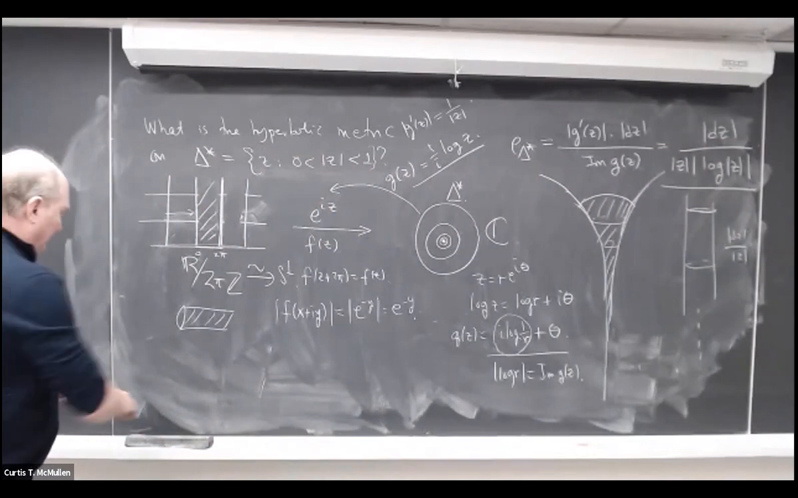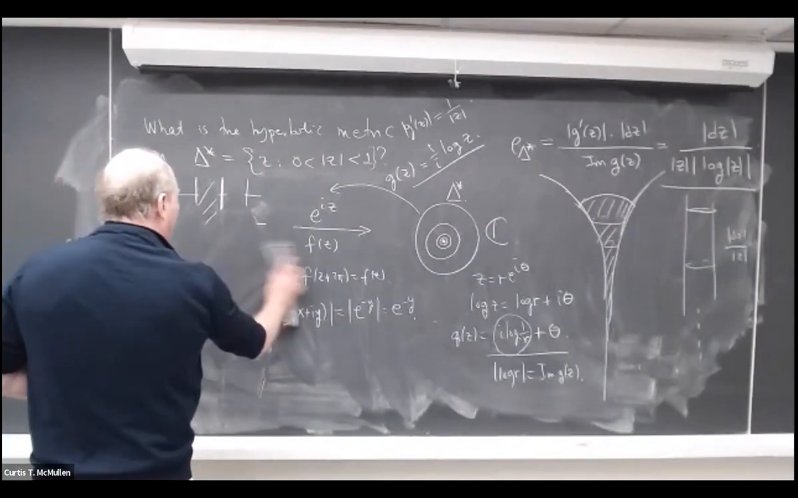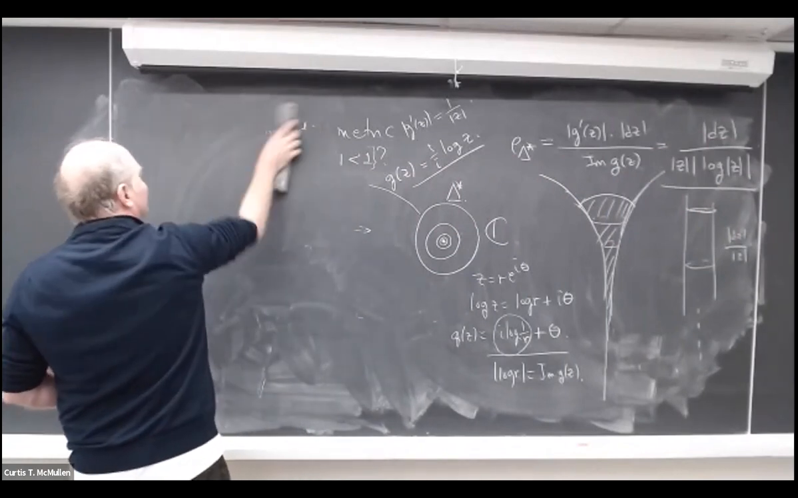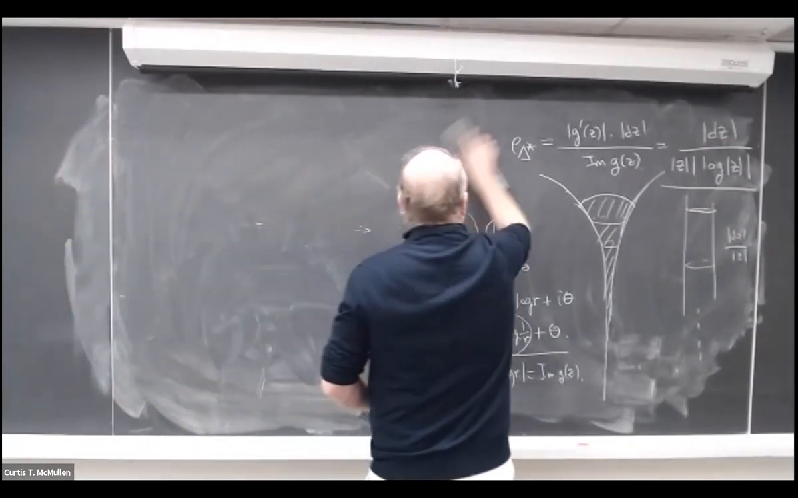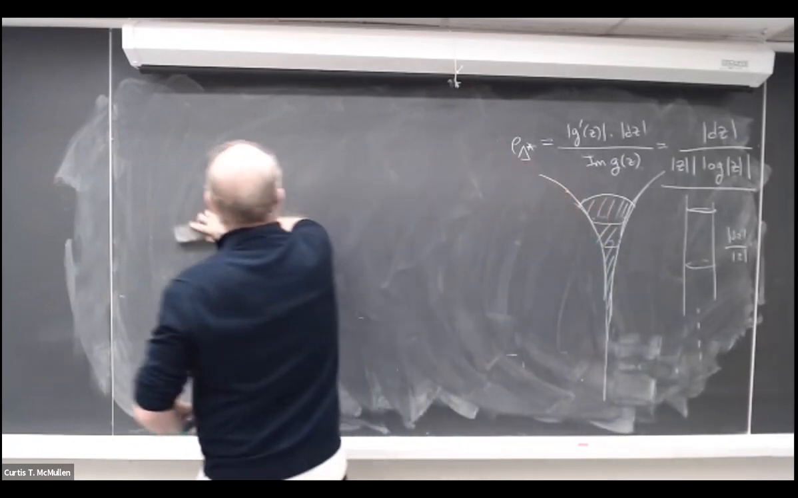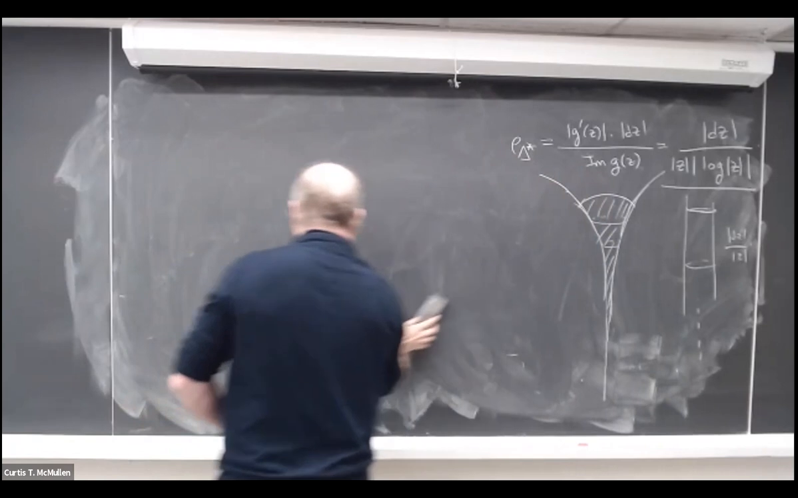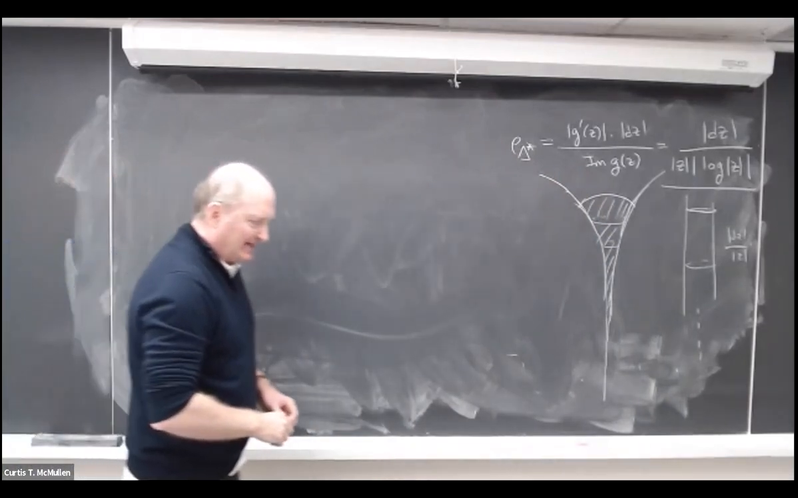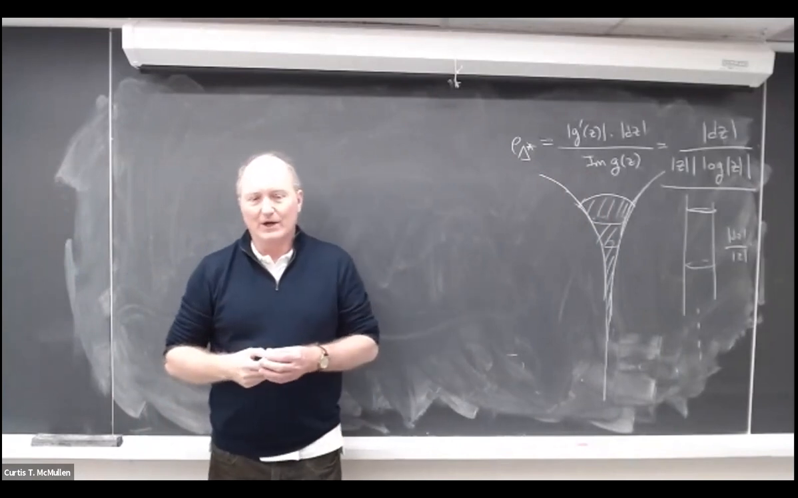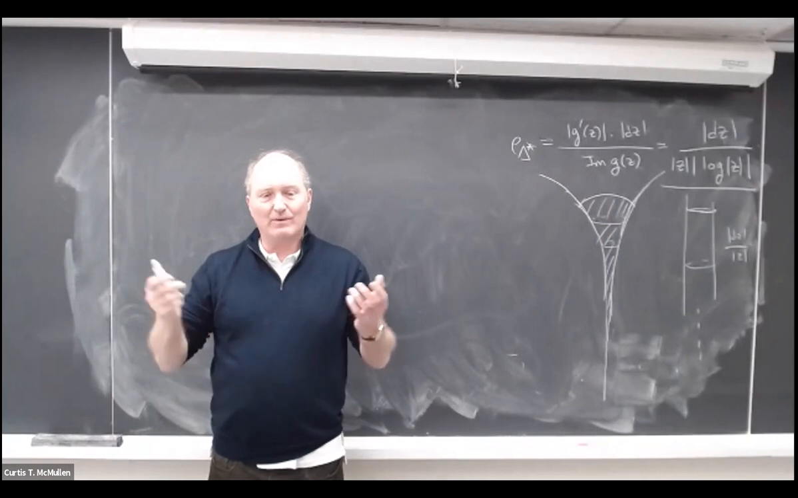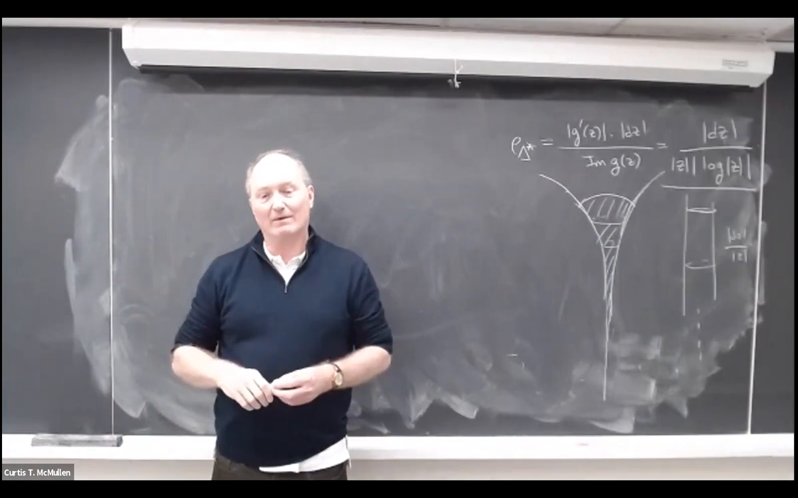Okay, so for my final conformal mapping, I just want to mention one that is maybe slightly unfamiliar, but which is very important and which we will revisit several times. And it has to do with the following question. What happens when you take a complex number and you raise it to a purely imaginary power?